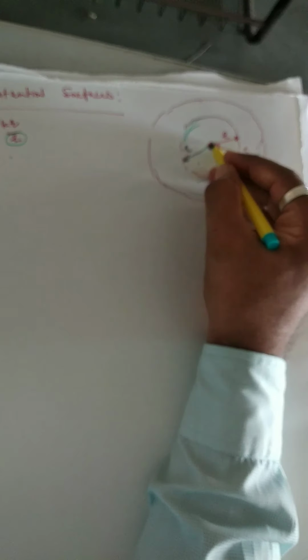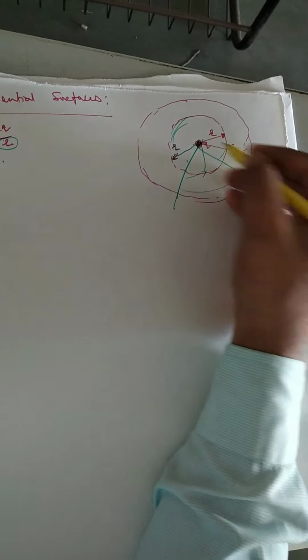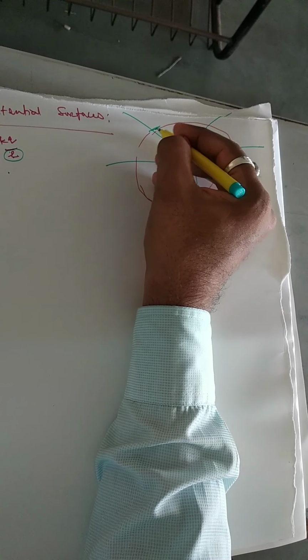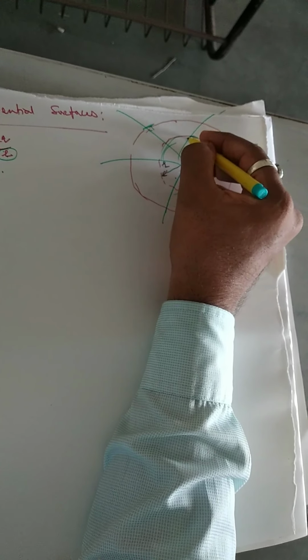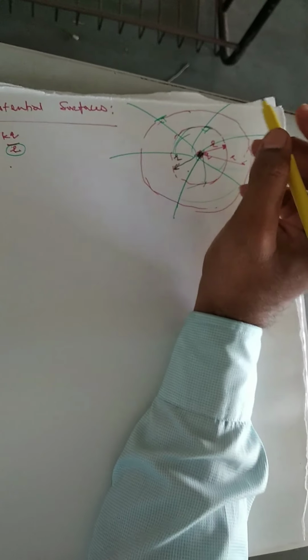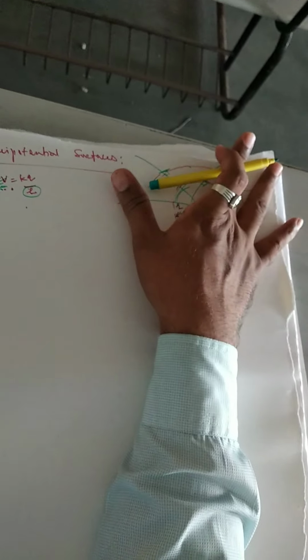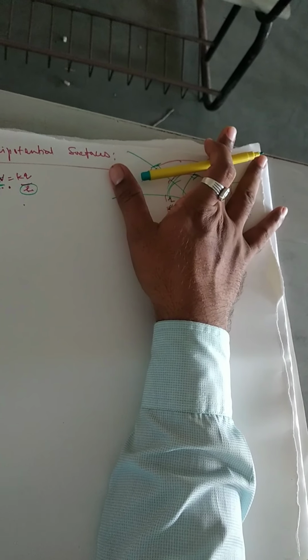And on these equipotential surfaces, if I am drawing the electric field lines, those electric field lines will always be normal to these equipotential surfaces. The electric field lines will always be normal to these equipotential surfaces. Okay, so that is the concept of equipotential surfaces.